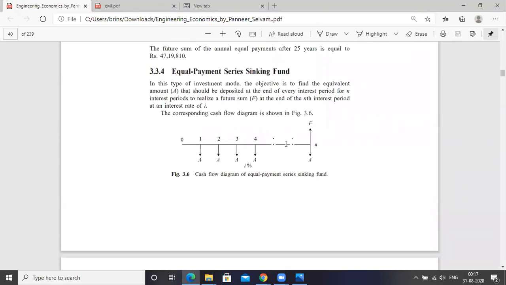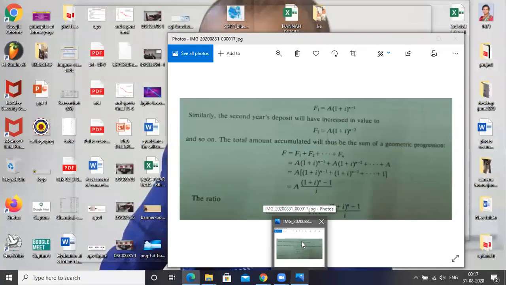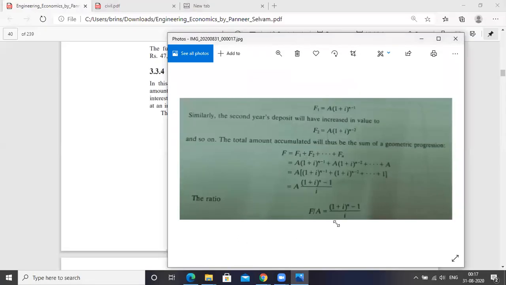Okay, so the equal payment series sinking fund factor is the reciprocal of the uniform series compound amount factor, right? We already saw the equal payment series compound factor, and I have explained it and shown the derivation of how we got this. So now it is simply the reciprocal of this uniform series, or else you can call it an equal payment series compound factor.